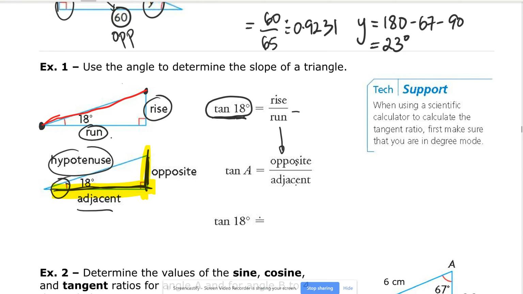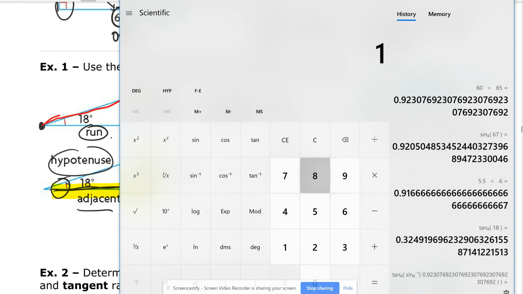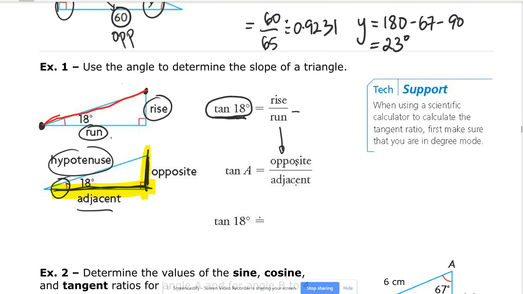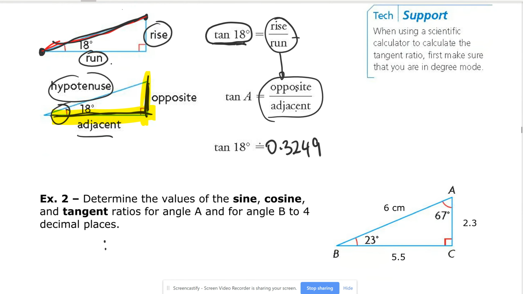So the tangent of 18 degrees is 0.3249. So that says the ratio of my opposite over adjacent in this triangle is 0.3249, but that is also the same as the slope. The slope of this hypotenuse line is 0.3249. So that's a little interesting connection between linear relations and trigonometry.